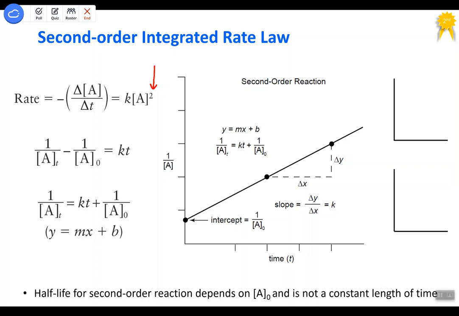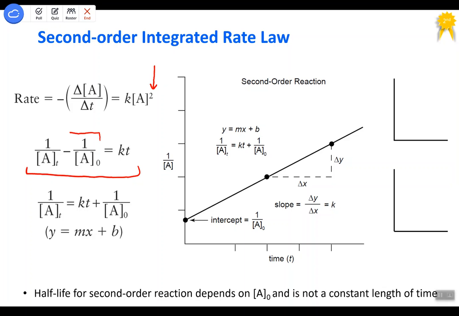Well, if we have a second order reaction, we can't use the zero order integrated rate law. And we can't use the first order integrated rate law. We need to use the second order integrated rate law. So we can integrate this, k[A]^2, and the change in A over the change in time. I'll let you do the calculus on your own for fun. We get this: 1 over the concentration of A at time t minus 1 over the concentration of A at the beginning of the experiment, and that is equal to kt.